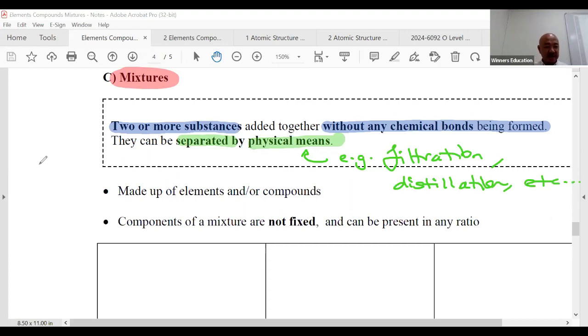What is a mixture? Keep it simple, right? Mixture to me, in Singapore, we call this the Indian or the Malay or the Chinese rojak. You know rojak? You mix anything together. So it can be made out of elements and/or compounds. You can mix them together. I don't care. It's just a mixture.